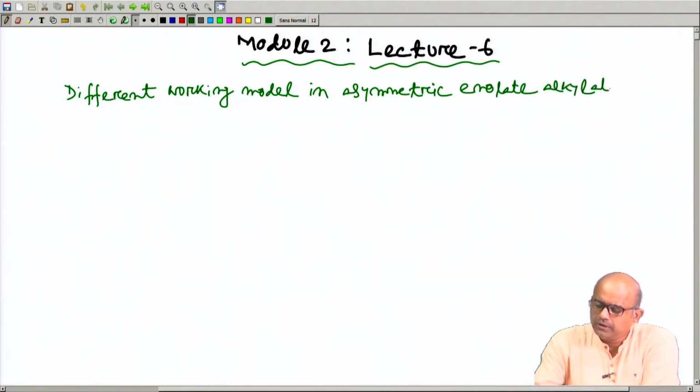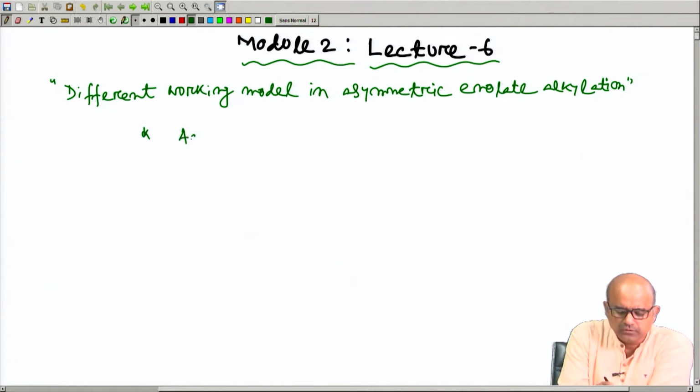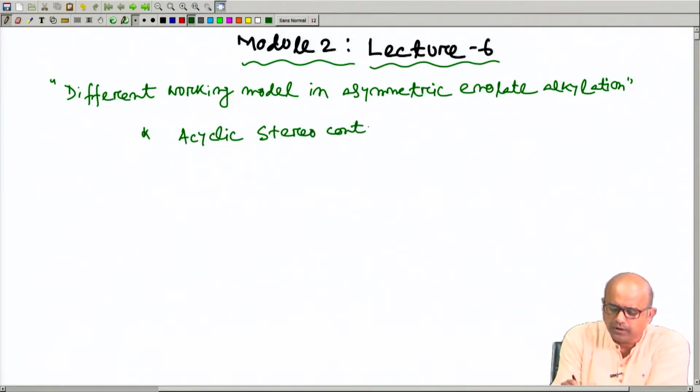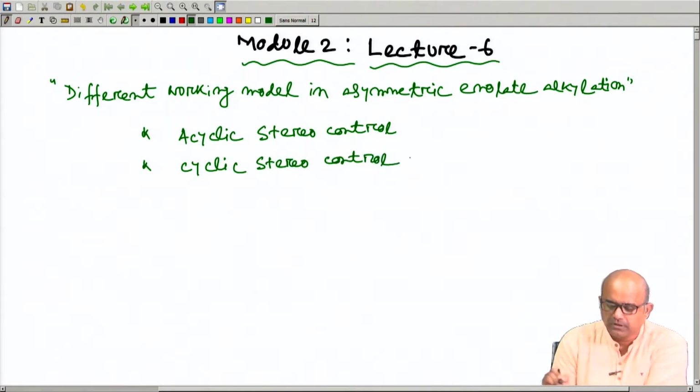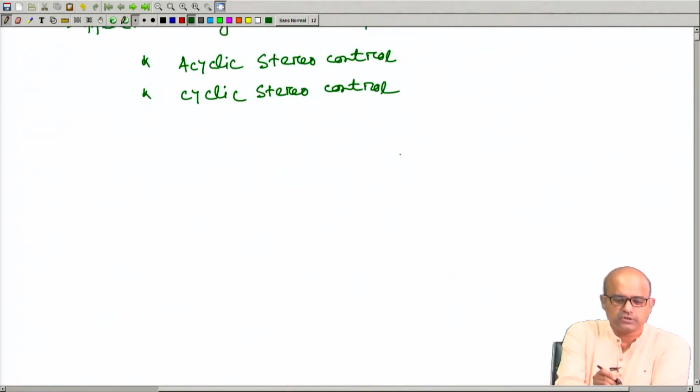Now, last class we have discussed how you can think about controlling the newly generated stereocenter in an enolate alkylation. There are actually two working models. The first one we call acyclic stereocontrol, and mostly today we will be trying to talk about acyclic stereocontrol, and subsequently we have another model which is called cyclic stereocontrol. Now, how it works? So, we will first start with the acyclic stereocontrol.